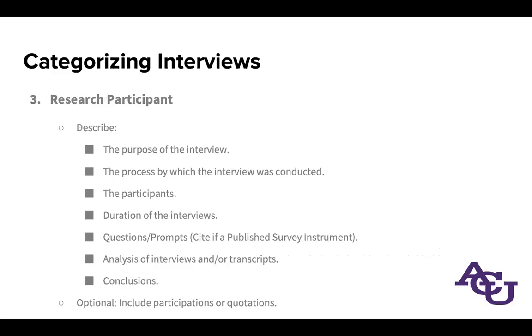Now, if we're talking about a research interview, you're doing a study, well, APA has particular rules for how you will describe your research participants. And the basic precepts of what you need to say there are to give the purpose in the interview, to describe the process by which the interview was conducted, to describe the participants themselves, the duration of the interviews, the questions or prompts that you were giving to them, including if this was a published survey instrument, like a questionnaire, to cite that, to describe the process by which you analyzed or mined the interviews for whatever conclusions you've reached, and those conclusions themselves. And this may or may not also involve giving quotations and transcripts and other things like that.